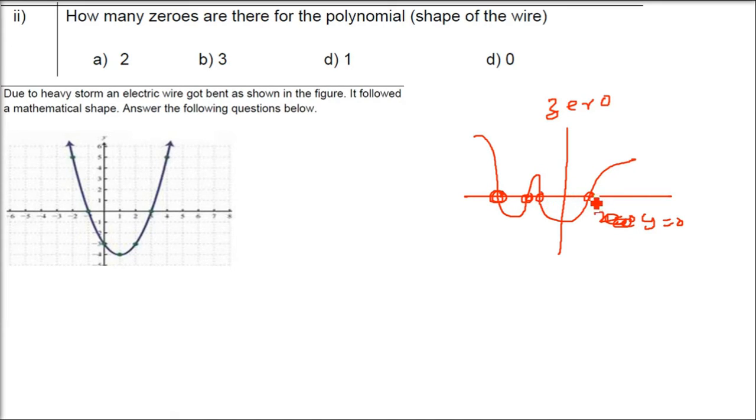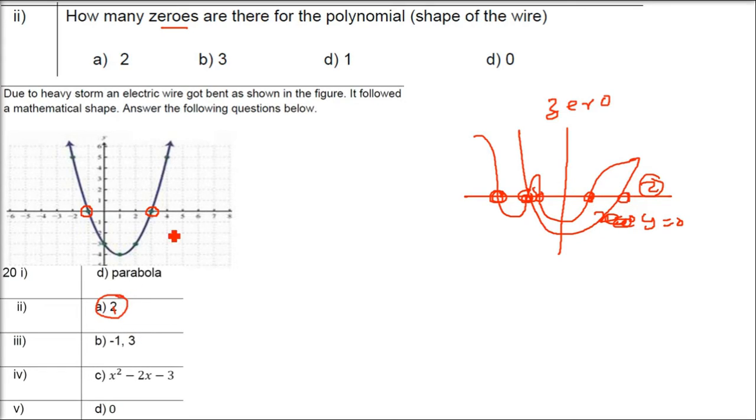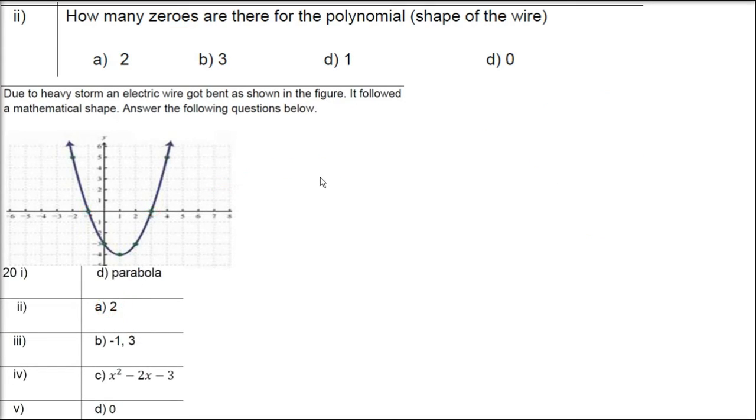Okay, this is the explanation I am trying to give here. This figure is cutting the x-axis one time here, another time here, one time here, another time here. So how many zeros do we have? Zeros are the number of times it cuts the x-axis. Now I am showing you the actual figure which is in this question. So the answer is 2.